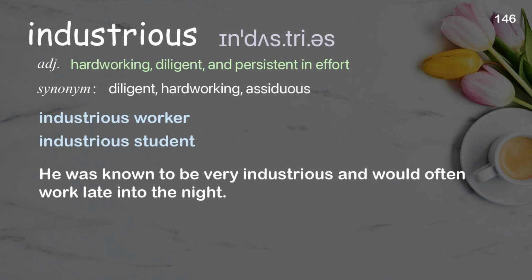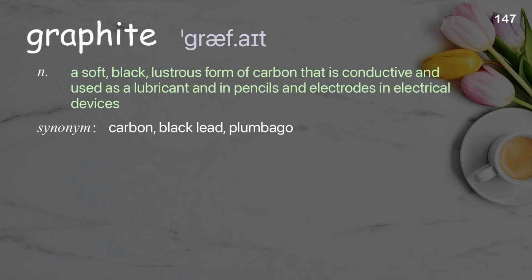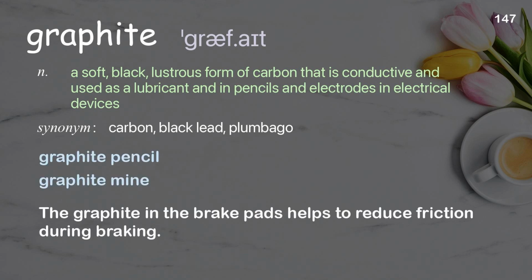Graphite. A soft, black, lustrous form of carbon that is conductive and used as a lubricant and in pencils and electrodes in electrical devices. Examples: Graphite pencil. Graphite mine. The graphite in the brake pads helps to reduce friction during braking.